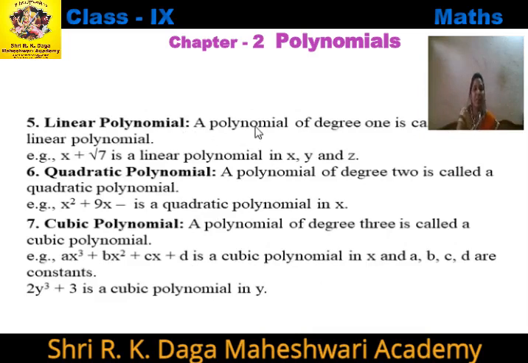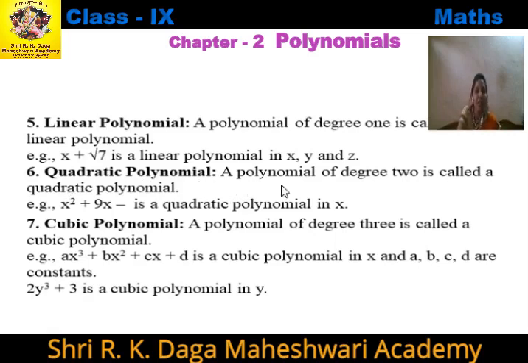Linear polynomial. A polynomial of degree 1 is called a linear polynomial. For example, x plus under root 7 is a linear polynomial in x, y and z. Now you can see x plus root 7. This is a linear polynomial with variable x, and the highest power of x is 1. So it is called a linear polynomial.